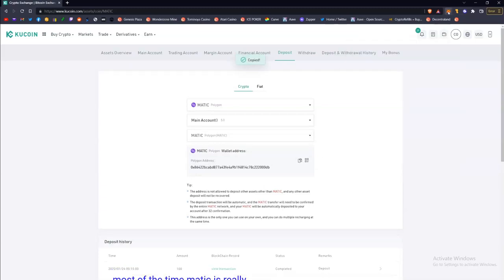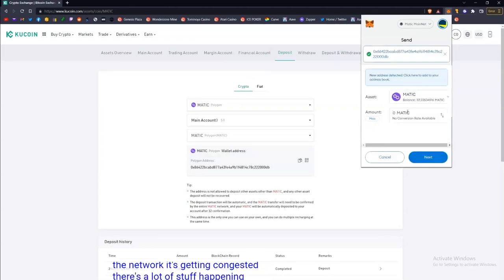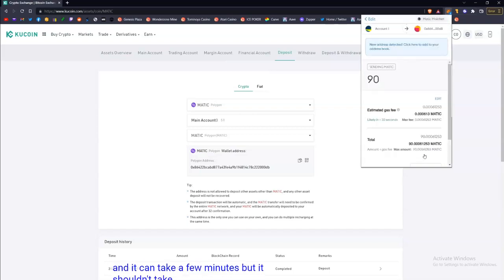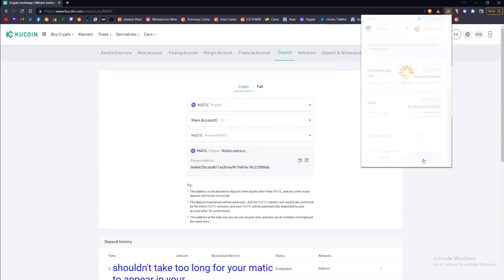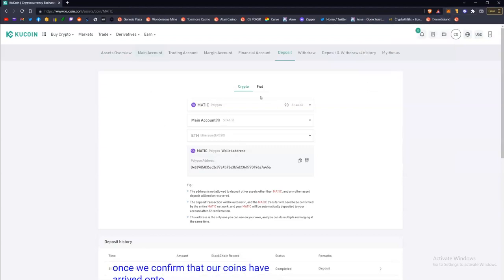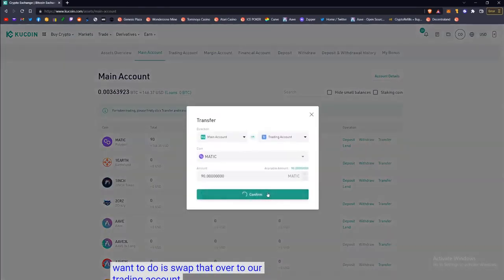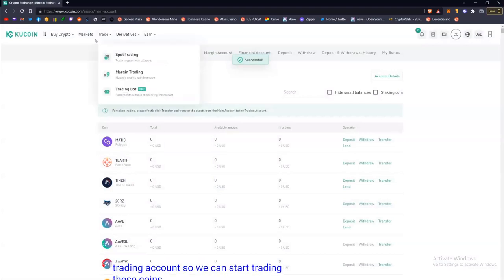Most of the time, Matic is really quick, but sometimes there is a little snag in the network. It's getting congested, there's a lot of stuff happening, and it can take a few minutes, but it shouldn't take too long for your Matic to appear in your account. Once we confirm that our coins have arrived on Kucoin, they will show up in our main account. What we're going to want to do is swap that over to our trading account so we can start trading these coins.